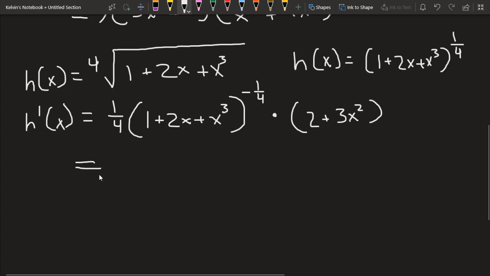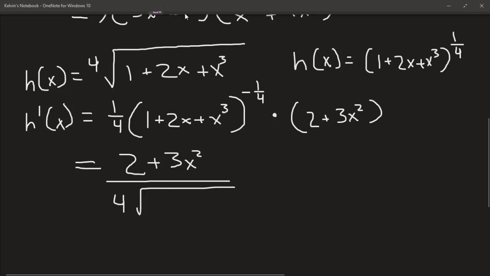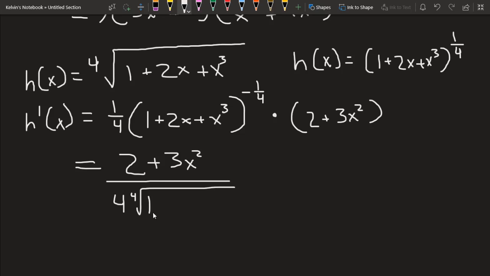And we can actually simplify this as (2 plus 3x squared) over 4 times the fourth root of (1 plus 2x plus x cubed). Let me rewrite that real quick. Fourth root, yes. And this would just be 1 plus 2x plus x cubed, like that.